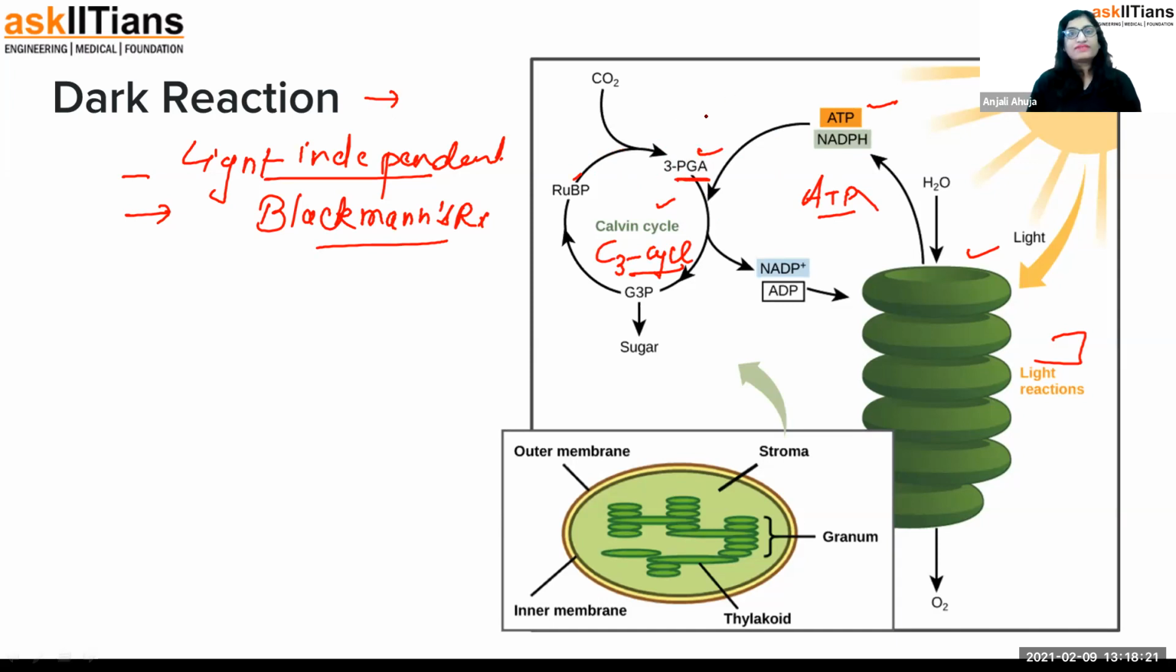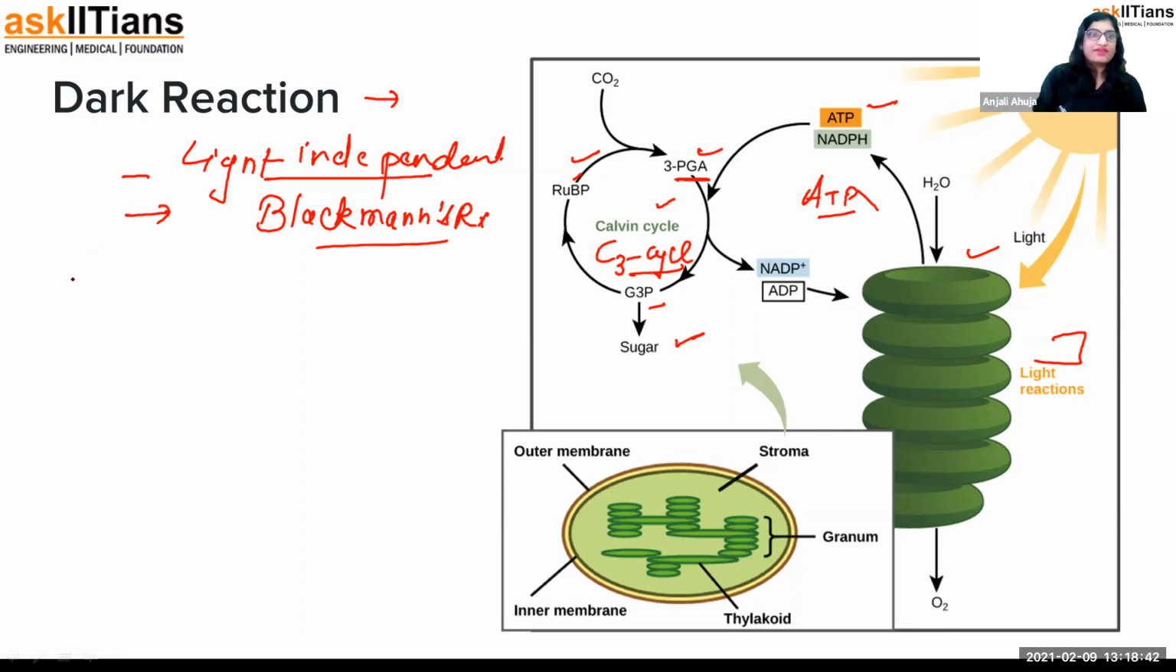This is going to react further to form 3-phosphoglyceraldehyde here. And they further form G3P, which is going to split up to form sugar and RuBP again. And in this whole process, the power of energies, NADPH and ATP, are going to help for this process.